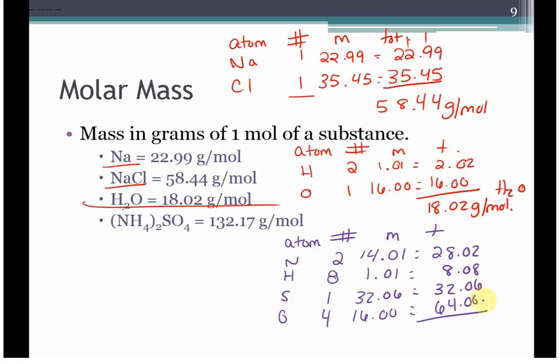You add these together, 6 carry the 1, 16, 22, 9 and 4 is 132.16. I may have used a different last one when I did this on my own. But you get the idea, 132.16 or 17 grams per mole for ammonium sulfate, which I can't write, can I? Kind of, SO4. Okay?